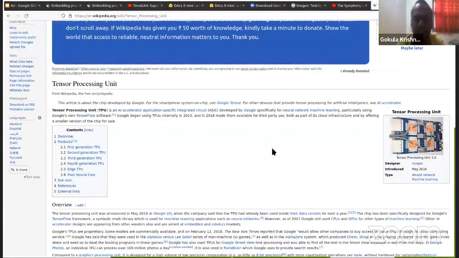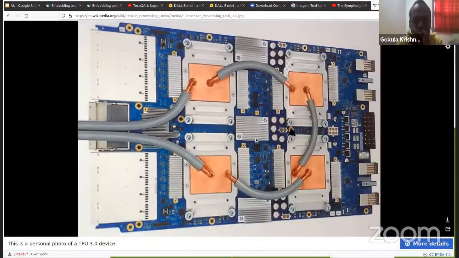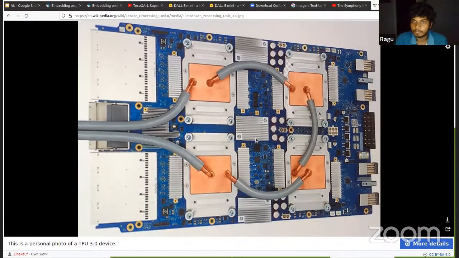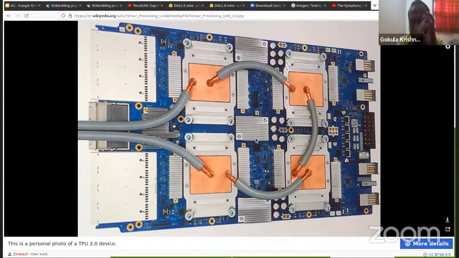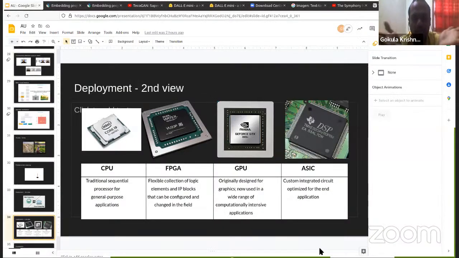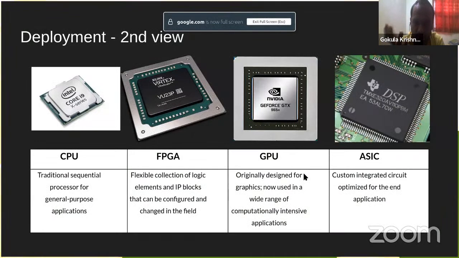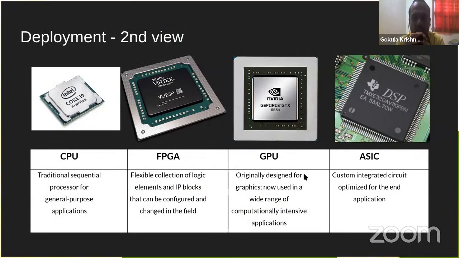Yeah, so this is the chip made by Google specifically for machine learning and deep learning purposes. It does nothing other than deep learning and machine learning. You cannot use it like a normal system, like what we use in laptops, or play games on this. It is specifically designed for machine learning purposes. So these are the four deployment scenarios where you can actually run your model. Next slide.